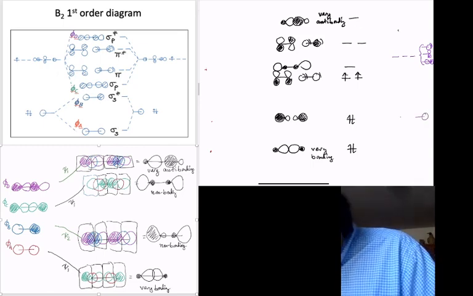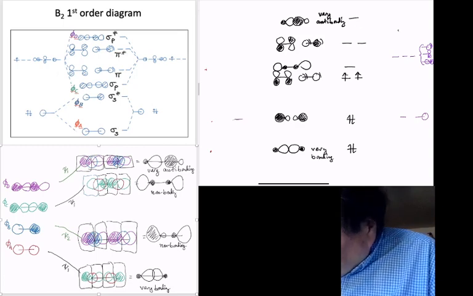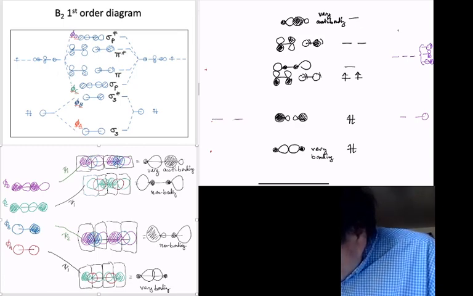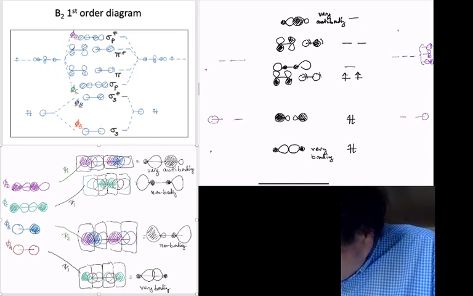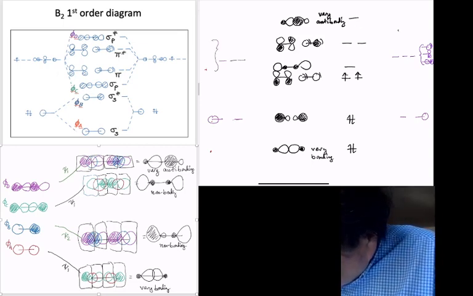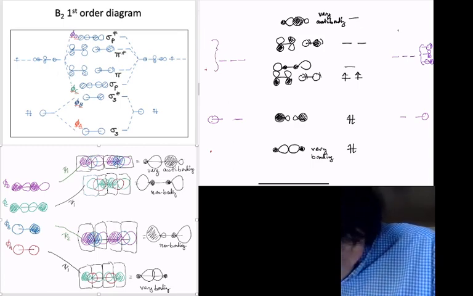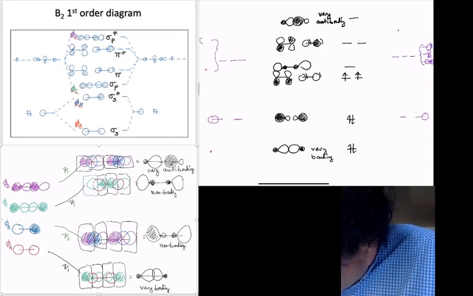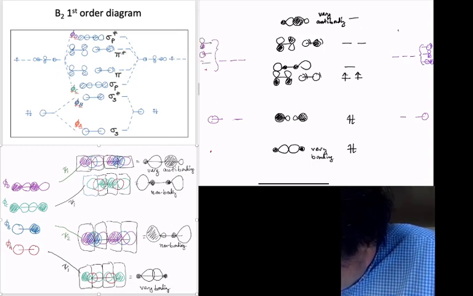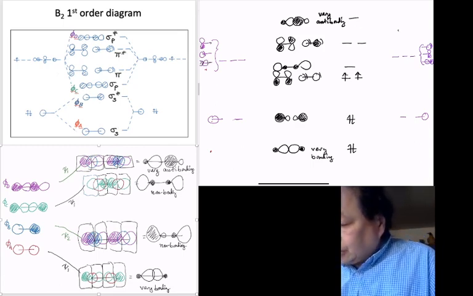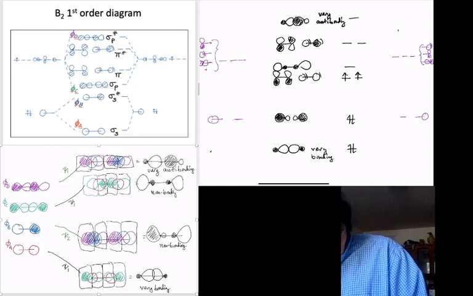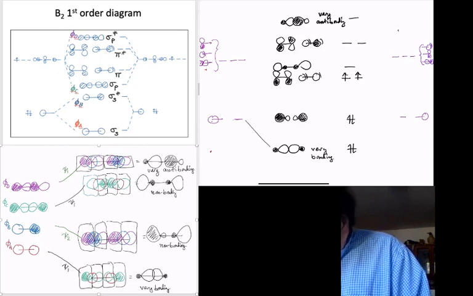Here's the 2s. Similarly, I draw on this side the 2s and the 3 original 2p's. And the tie lines are terrible. I hate drawing them. I'll just draw a few. This came from 2s and 2p.